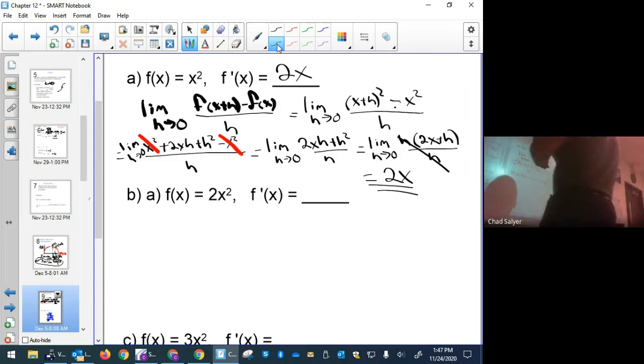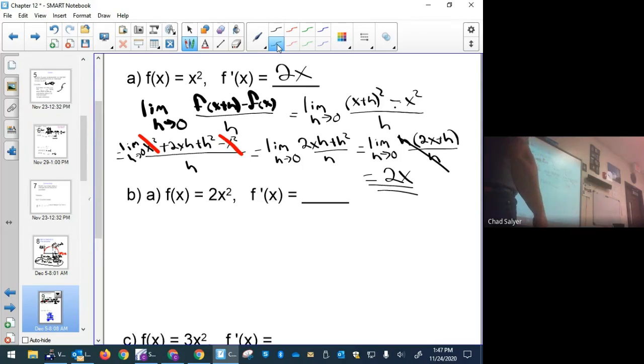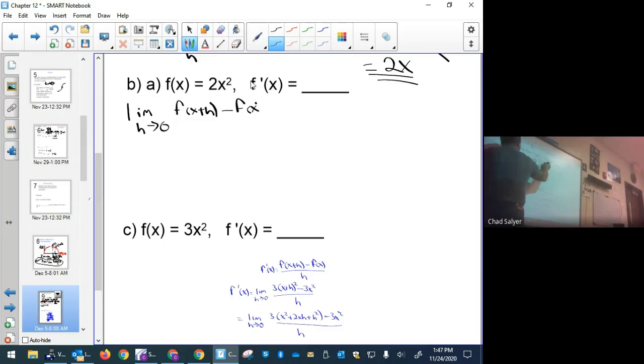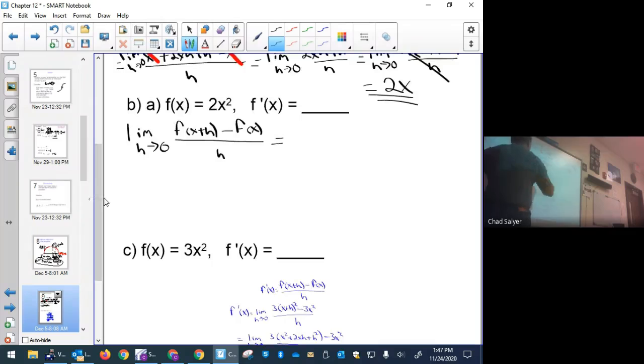And then for this next one, it's very similar, but probably worth doing twice just because it's so complicated. So we'll do one more of these. We're going to take the limit as h goes to 0 of f of x plus h minus f of x over h. Plug those in for that function. So I get 2 times x plus h squared minus 2x squared over h. Don't lose your limit again.